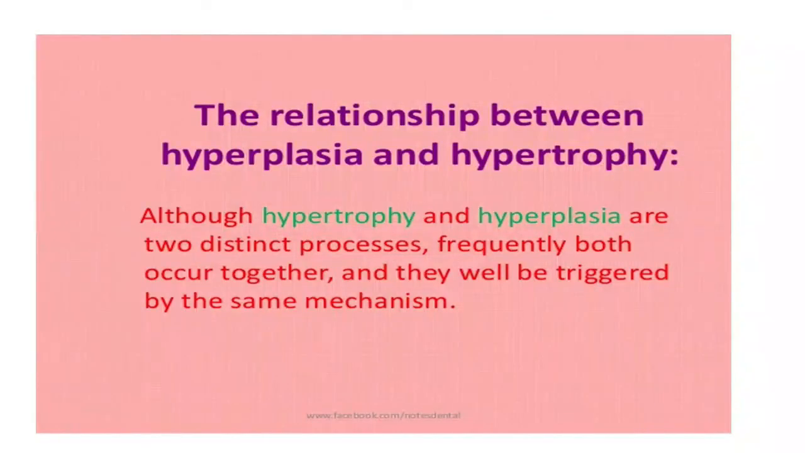The relation between hyperplasia and hypertrophy is that although they are two distinct processes, frequently both occur together, and they will be triggered by the same mechanism. So whenever there is a possibility of an increase in the number of cells, there's also a possibility of an increase in size. As we use the breast as an example, if the breast tissue is increasing in size, meaning that there is hyperplasia, the number of cells is also what?